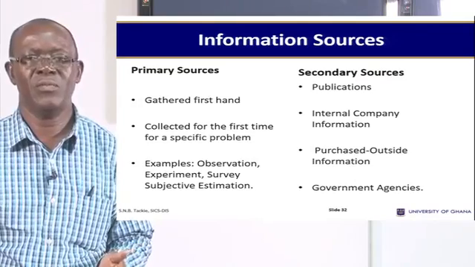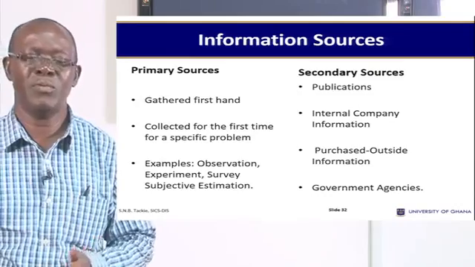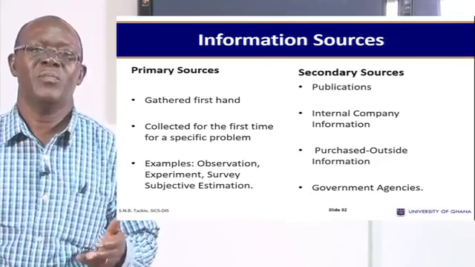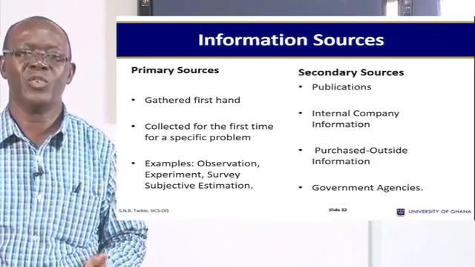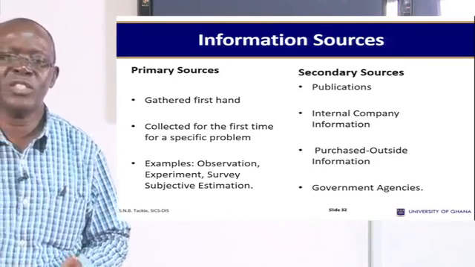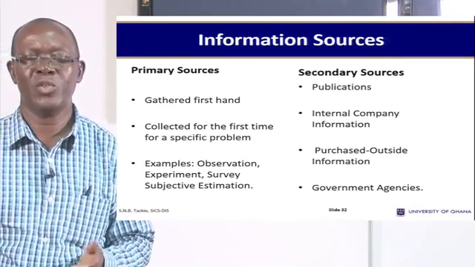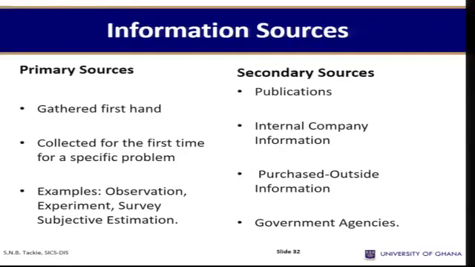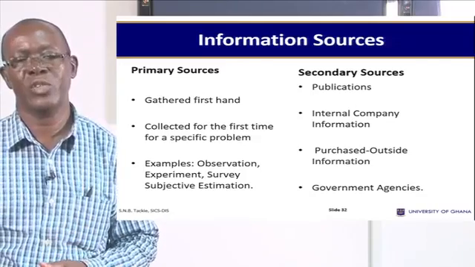That is subjective. Secondary information is information that is derived from publications, things that have already been published in the form of books, journals, and magazines. Internal company information that is generated from within the company is also a secondary source of information. And then information that is purchased from outside for the use of a company is also a secondary source of information. Then government agencies also use secondary sources of information, or information that is generated from government agencies also constitutes secondary sources of information.